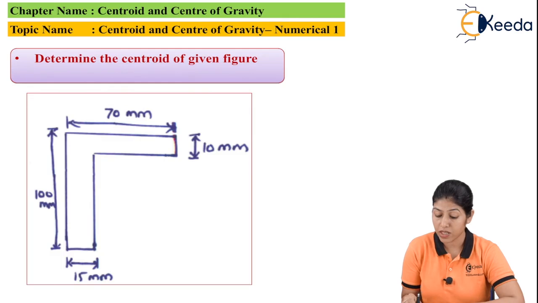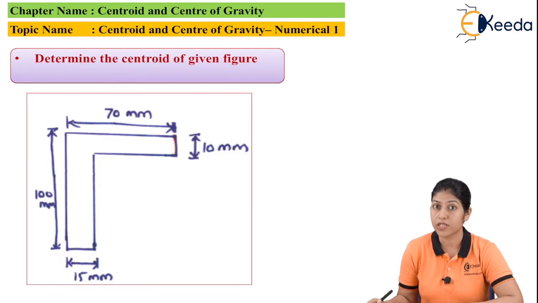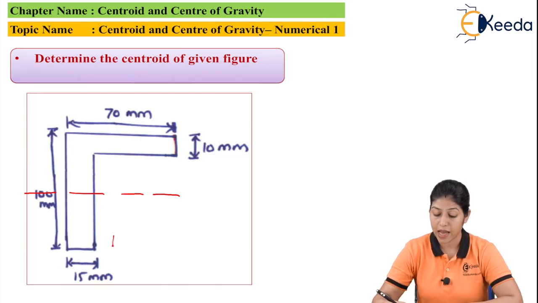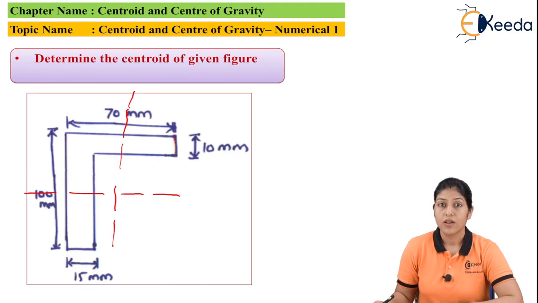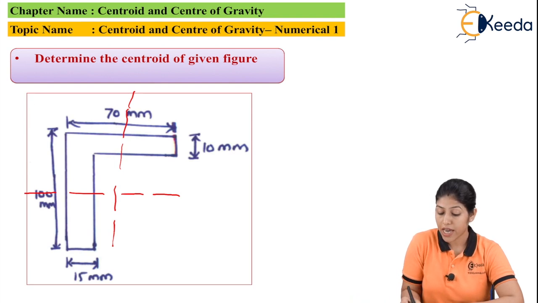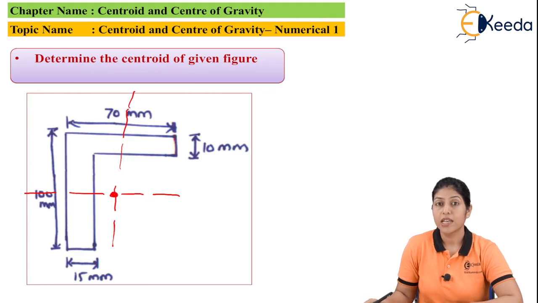So here we have this particular lamina which is not at all symmetrical. If we divide it from the x-axis, this lamina is not symmetrical, and if we divide this lamina from the y-axis, this lamina is not symmetrical. So we can say the centroid can act somewhere outside of the lamina.